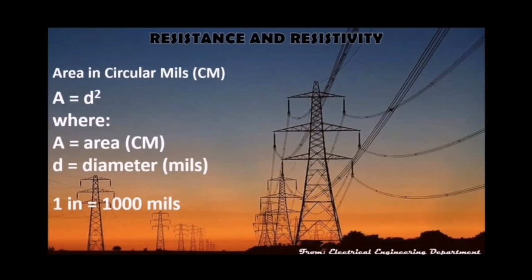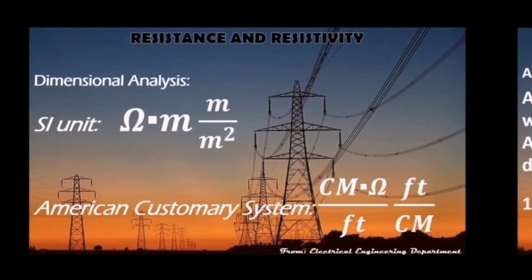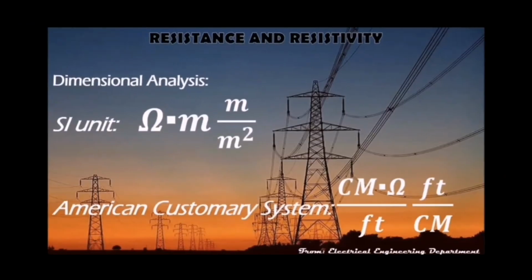Resistance and resistivity. Area in circular mils, where A equals D squared, where A equals area in circular mils, D equals diameter in mils. Yung 1 inch equals 1,000 mils. Ibig sabihin, yung 1 inch equals 1,000 mils, then yung 2 inches equal 2,000 mils. Something like that lang yun. Basic components lang yan. Kaya pa natin yan. And next na tayo. Resistance and resistivity dimensional analysis.